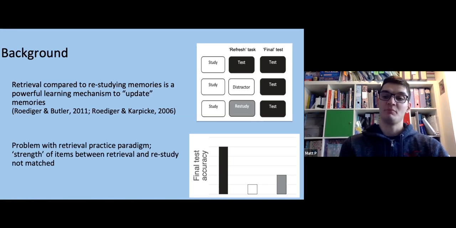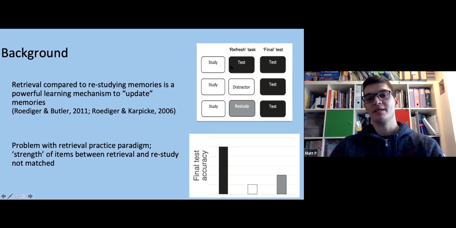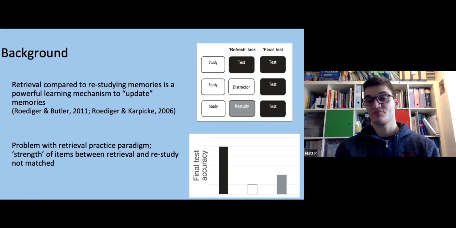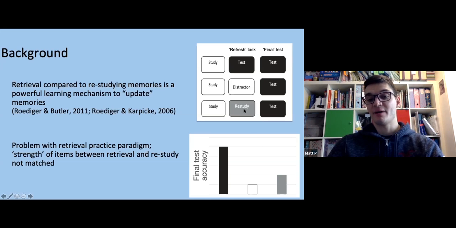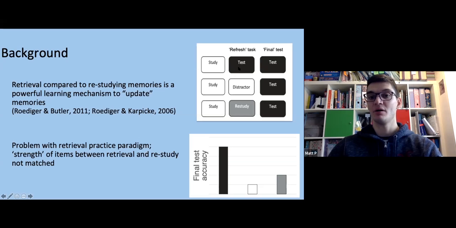Generally though, the problem with this paradigm is that the strength of items between retrieval and restudy conditions in particular is not matched. In the test condition, some of those items participants will successfully remember, and these are what we refer to as strong memories because they're memorable. However, in the restudy task, the correct information is always reinforced for every type of memory. So we're always reinforcing correct information during restudy, but not all of the time is correct information reinforced during test. That's what we mean by these tasks aren't matched.